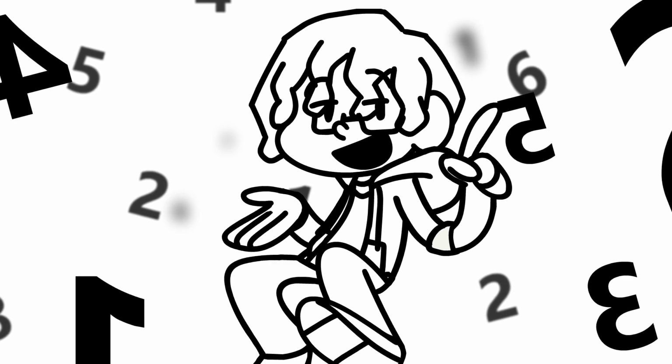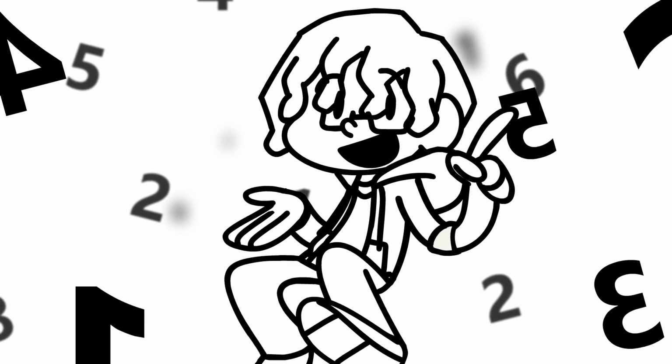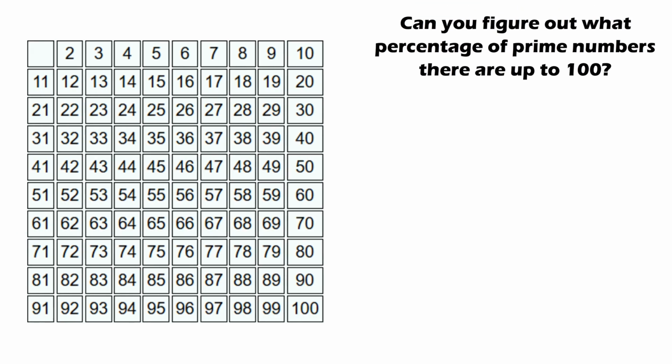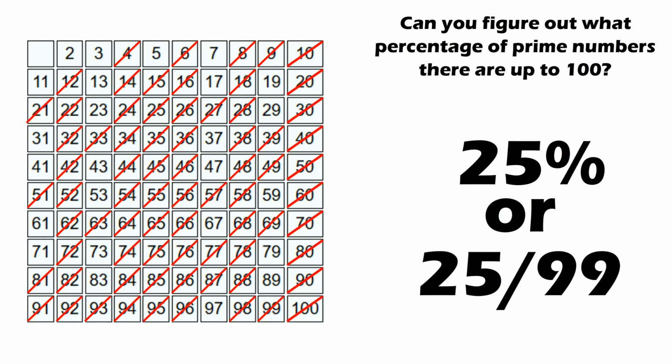Wasn't that fun? Well, that's not all, because we can also transform the Sieve of Eratosthenes. Using the algorithm, can you figure out what percentage of prime numbers there are up to 100? Did you figure it out? If not, the answer is about 25%, or 25 over 99.